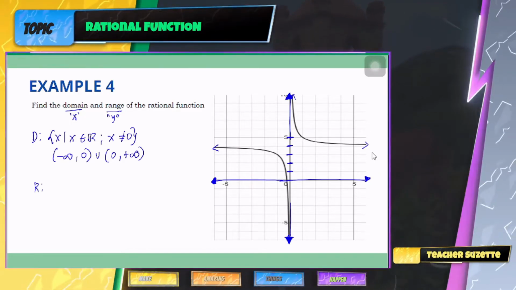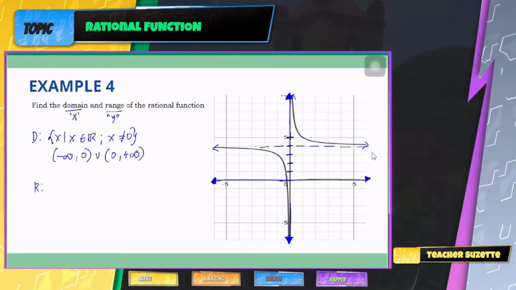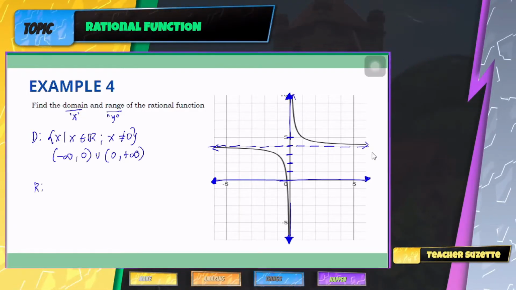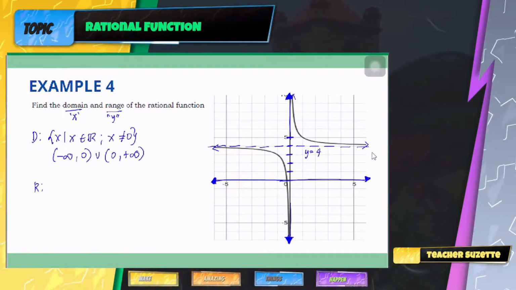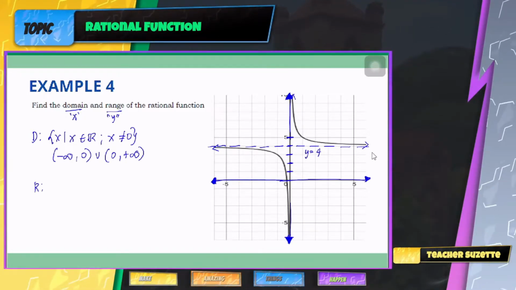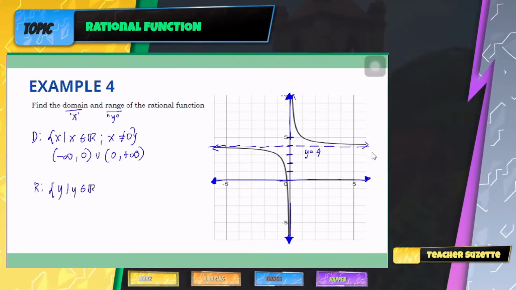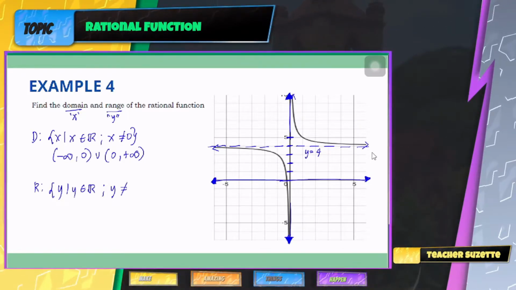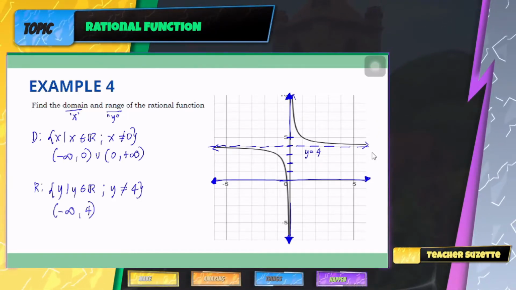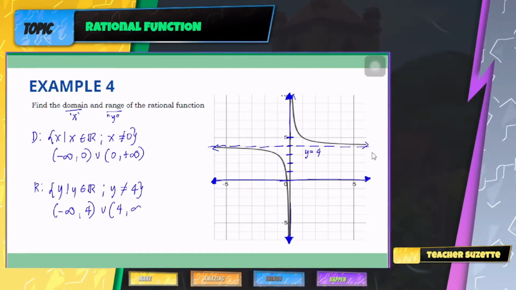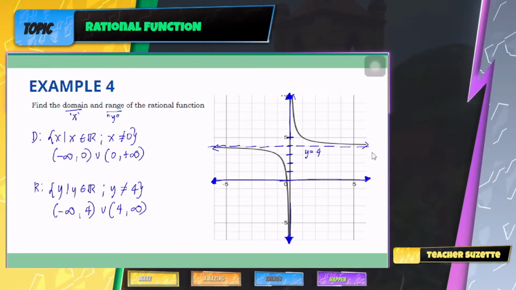Specifically, in this line, kung magdodraw ka ng imaginary line, mapapansin mo na yung iyong graph is getting closer but not touching your y is equal to positive 4. So, therefore, that is now the limitation of your range. So, your range is y such that y is the set of real numbers where y is not equal to positive 4. Or negative infinity, positive 4, union of positive 4, comma, positive infinity. So that's it po for our example number 4.